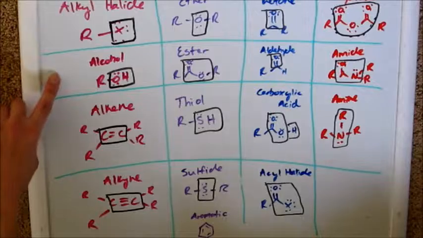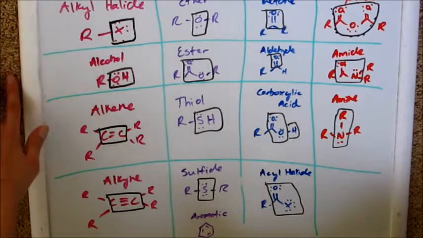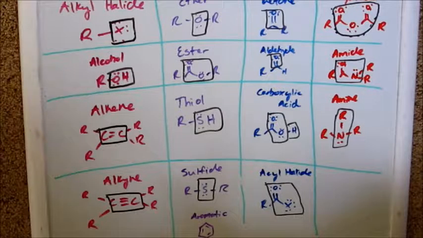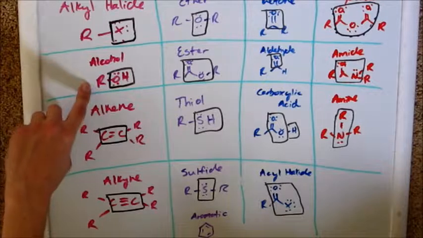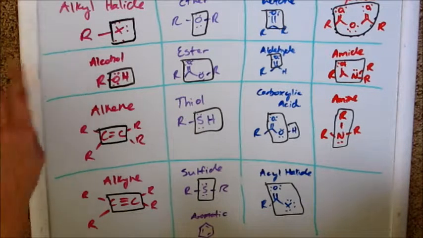The next functional group is an alcohol. An alcohol is an OH group. So if you see an OH group in any molecule, you know instantly that that is an alcohol. And once again, it's attached to an R group, signifying the rest of the molecule.